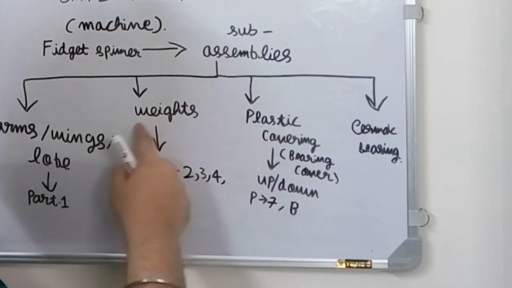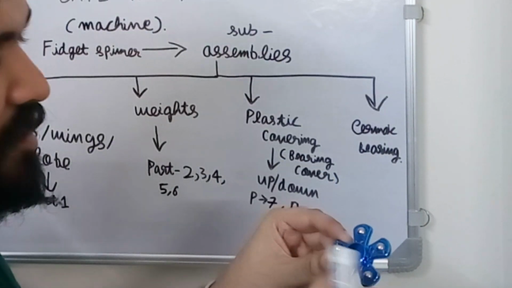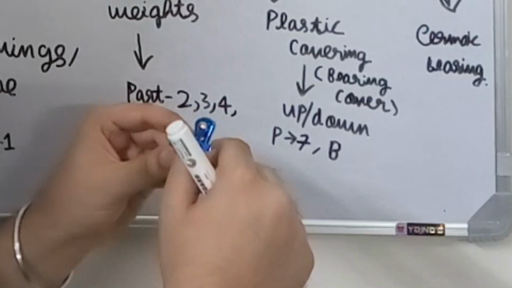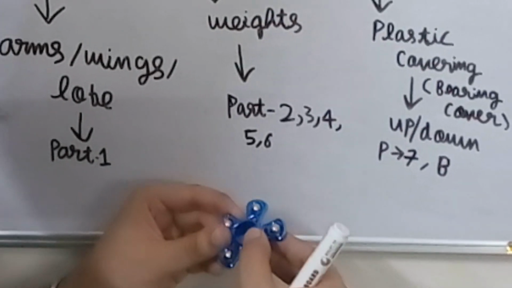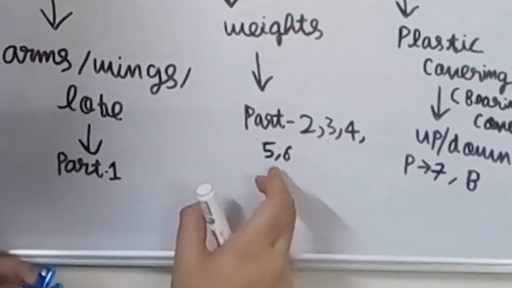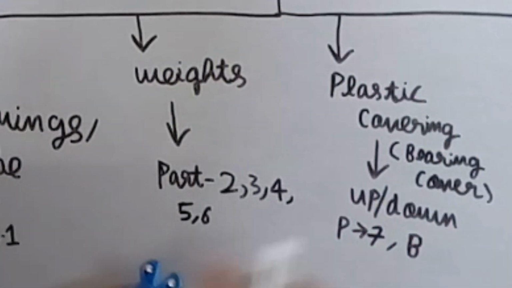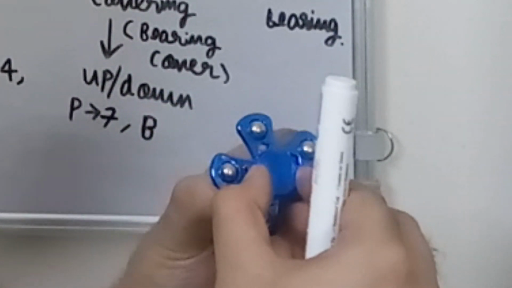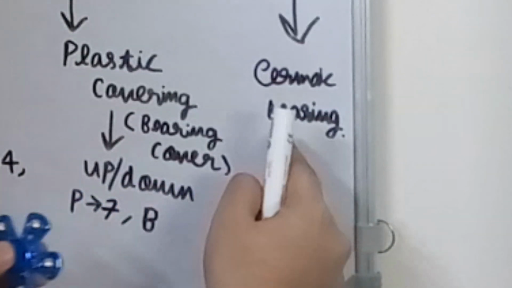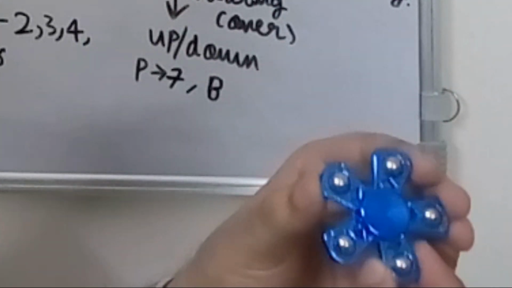And then we talk about the weights, which are these balls which are pierced inside these arms. They are like 1, 2, 3, 4, 5. So which makes the total part count till here around 6, including the wings, right? So now we talk about the plastic coverings which are there. So these are the two plastic coverings which encompass a ceramic bearing. So this is 7 and 8, the up and the down part of this particular fidget spinner.